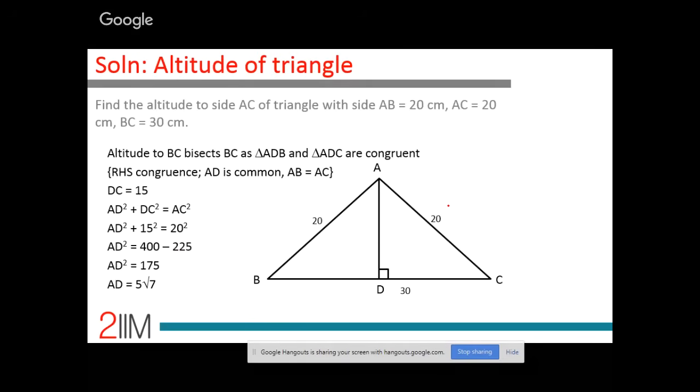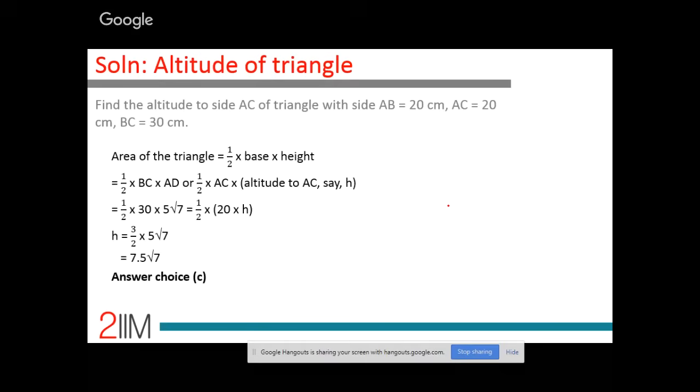So AD is the square root of 20 square minus 15 square, which is the square root of 175, so 5 times root 7, since 25 into 7 is 175. So we know AD is 5 root 7. To find the other altitude: half into 30 into 5 root 7 is half into 20 into H. So H is 3 by 2 times 5 root 7, or 7.5 root 7.